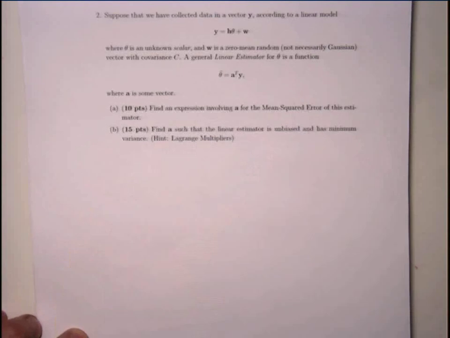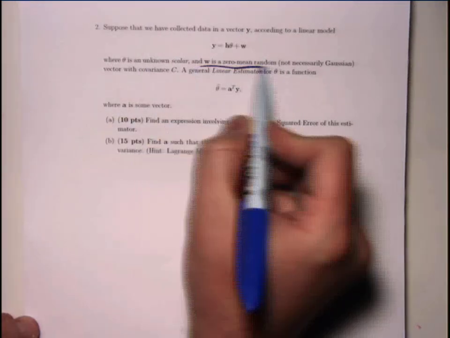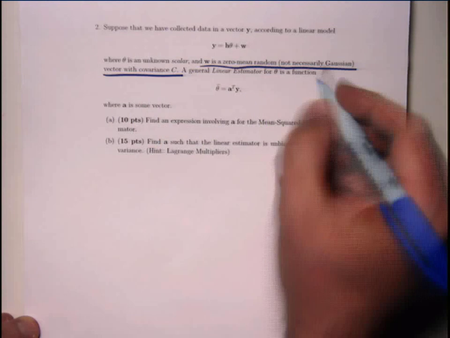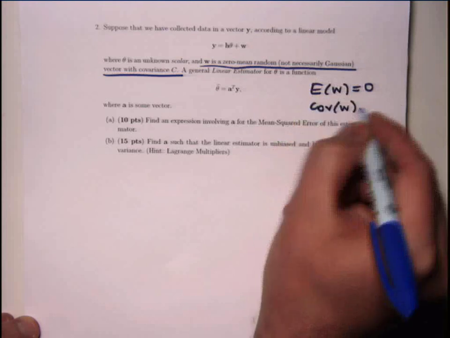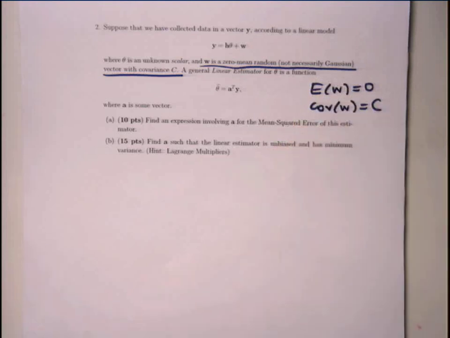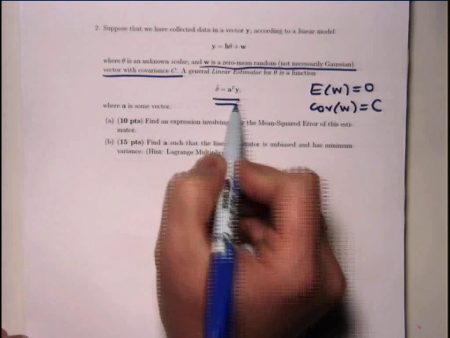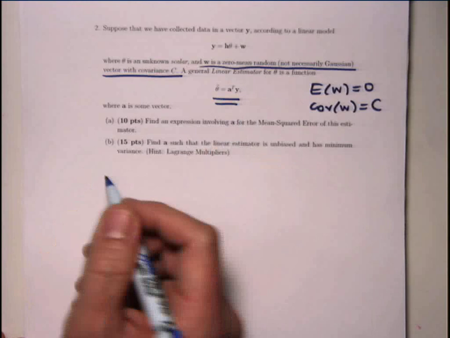So let's summarize what the problem is telling us. W is zero mean random variable with covariance C. What that means is expected value of W is 0 and covariance of W is C. We are not assuming that it's Gaussian though. Okay? The estimator has this form. We have to stick to it. So let's take a look at this first part.